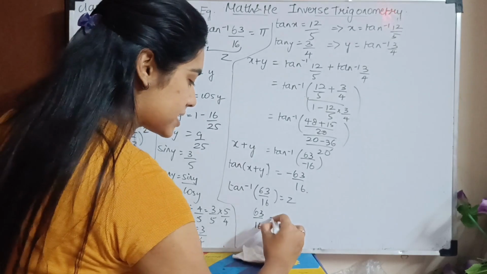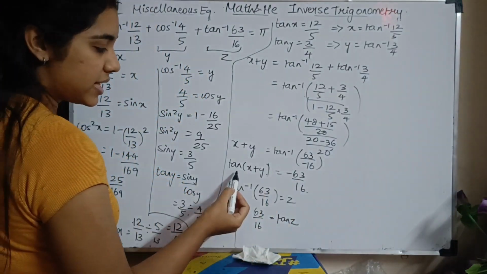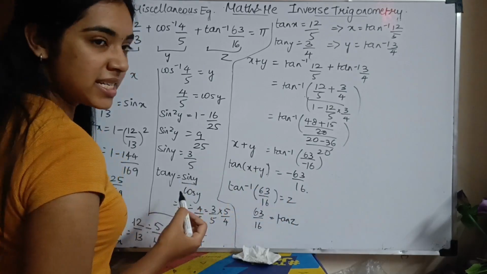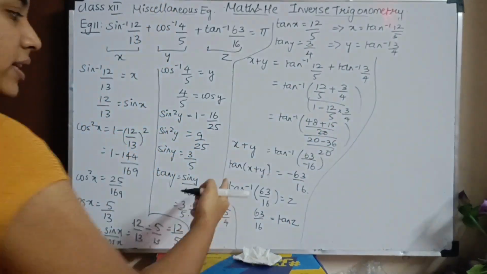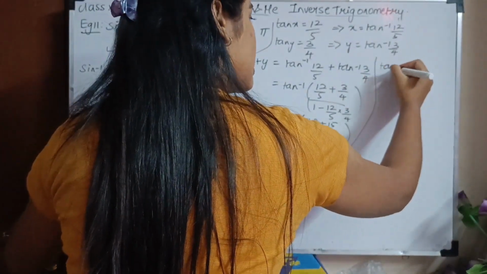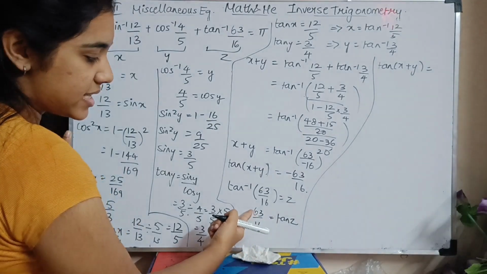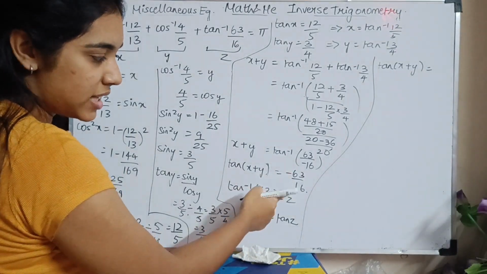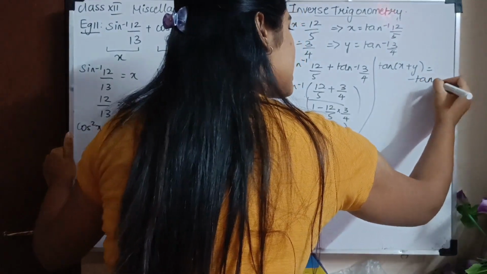63 divided by 16 is going to be my tan z. You know that tan of x plus y is going to be minus 63 divided by 16. So, I have tan of x plus y equals minus 63 divided by 16, and tan z is 63 divided by 16. Correct? So, this will be minus tan z.